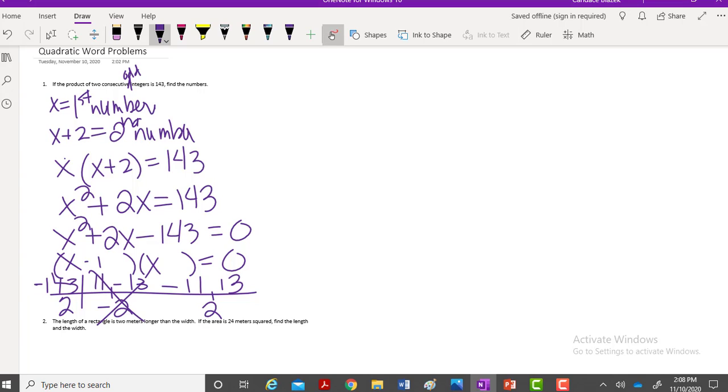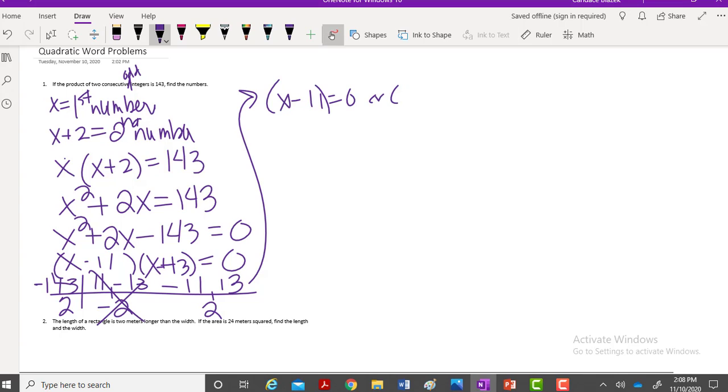So that would be how my quadratic part on the left-hand side factors. But I need to finish solving. So I'm going to let each of these factors equal 0, and solve. So for x minus 11 equal to 0, then x is equal to 11. And x plus 2 is 13.